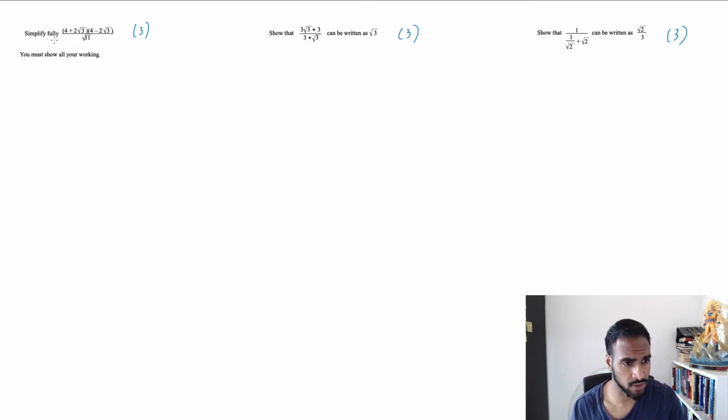If you look at the first one, it says simplify fully (4 plus 2 root 3)(4 minus 2 root 3) over root 11. First thing we want to do is expand the top bracket. So we're not rationalizing first. We need to first expand and simplify.